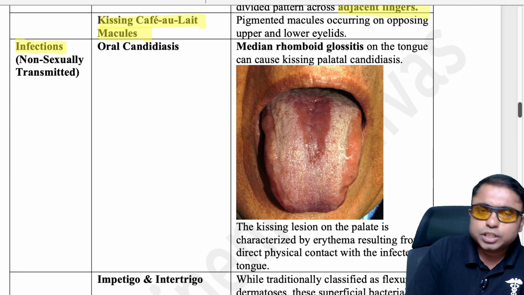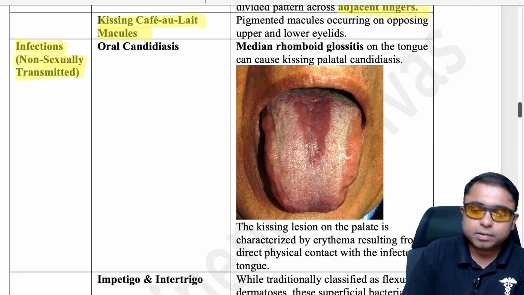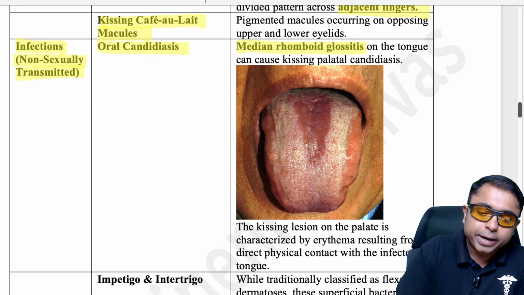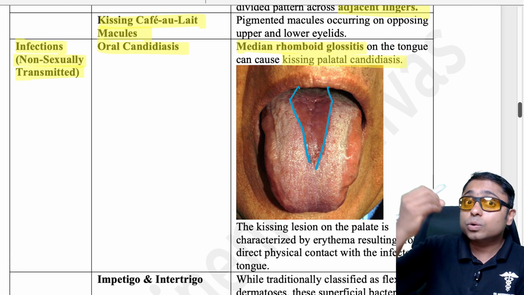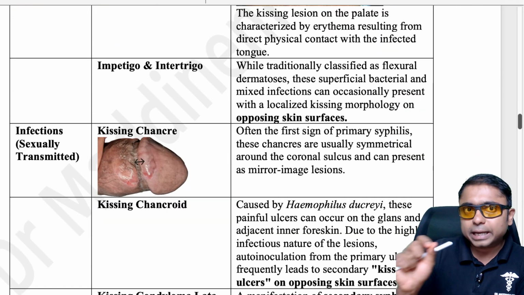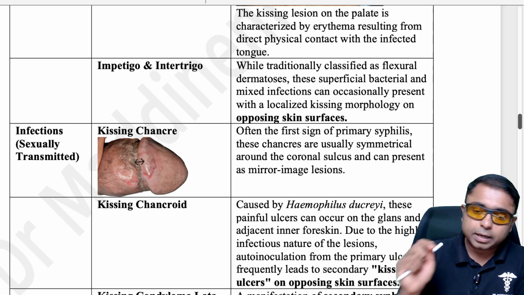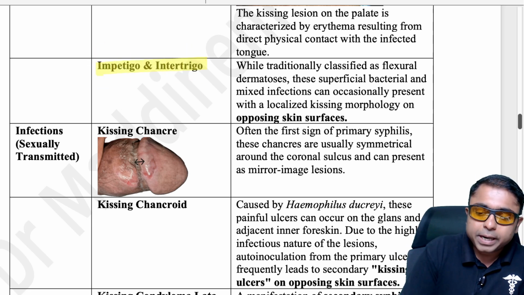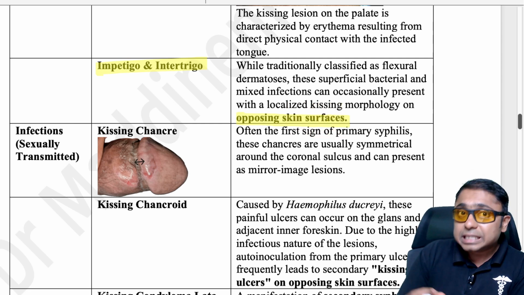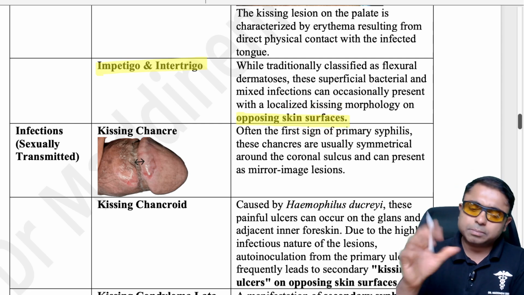Coming to the infections which are non-sexually transmitted, a very characteristic one is oral candidiasis, in which median rhomboid glossitis, as you can see here, has this rhomboid, diamond-shaped pattern. It produces kissing palatal candidiasis, so you should also examine the palate in patients where you suspect oral candidiasis, especially the median rhomboid type. Next, you have impetigo and intertrigo. Basically, these have opposing skin surface involvement, so we describe them as kissing lesions.